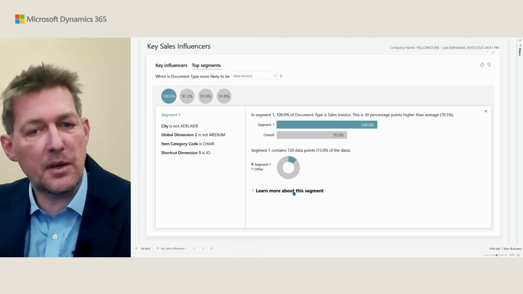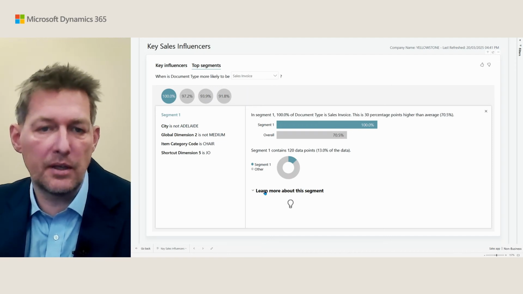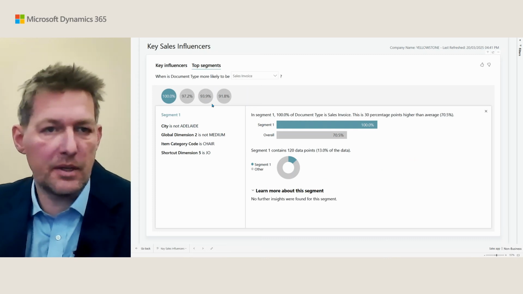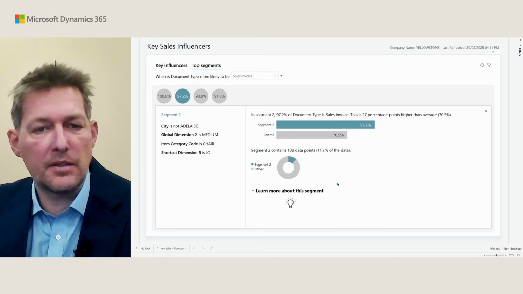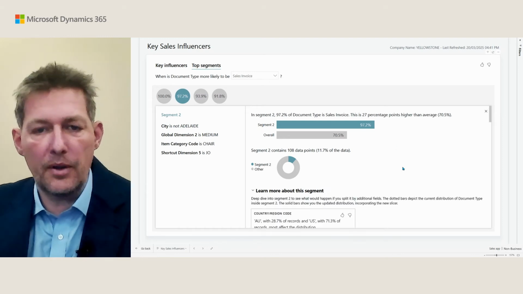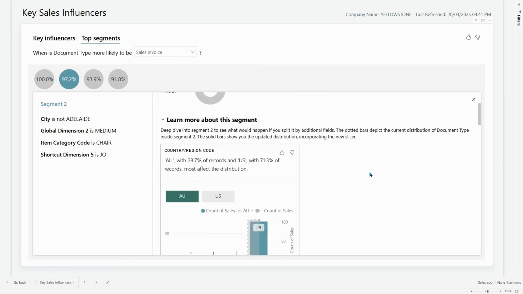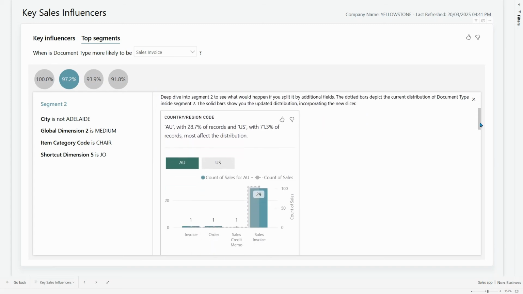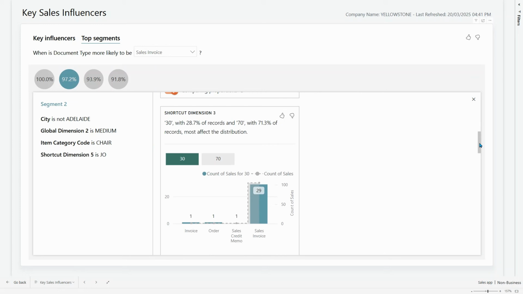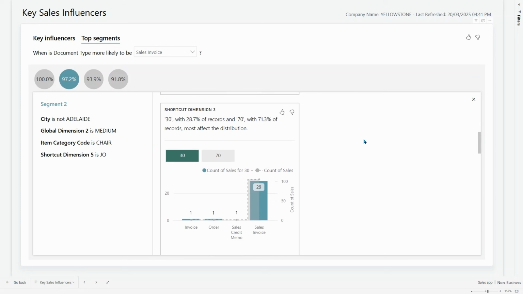And we can explore this segment even further with an AI-generated learn more here. There was nothing here. Let's try the other segment and see if there's something. Yeah. So there's more to dive into in segment 2 with some auto-generated reports, in a sense, that might explain more around this segment. So that's the key influencer report with the key influencers way of analyzing, and the segmentation, the top segments way of analyzing. And all of this is assisted by machine learning or AI.